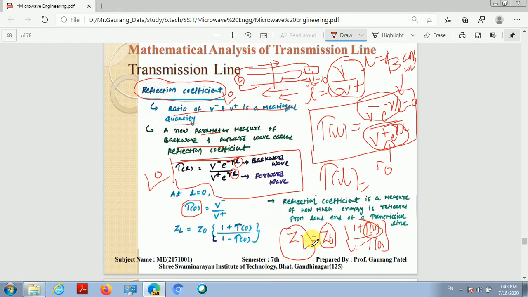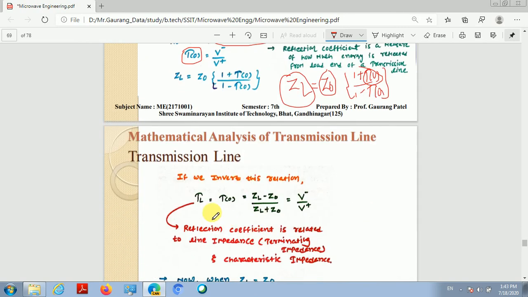If I invert this relation, what will I get? If we invert this relation, meaning we make gamma L the subject, what does it become? Gamma L is equal to gamma 0 is equal to (ZL minus Z0) divided by (ZL plus Z0), which is equal to V minus divided by V plus. I get gamma 0 equal to (ZL minus Z0) divided by (ZL plus Z0), which is nothing but the ratio of backward wave to forward wave.